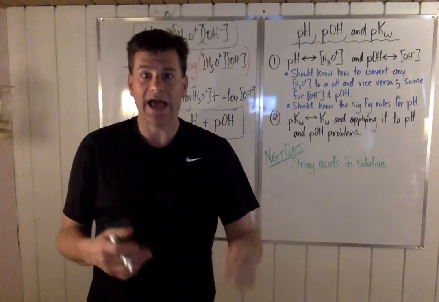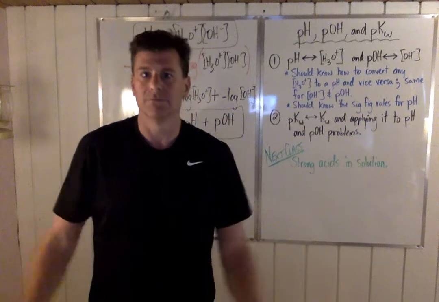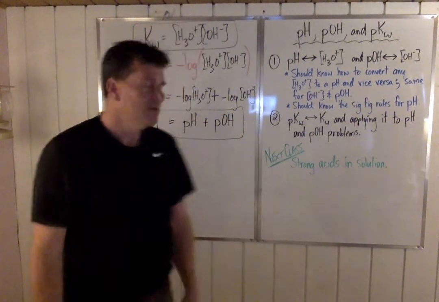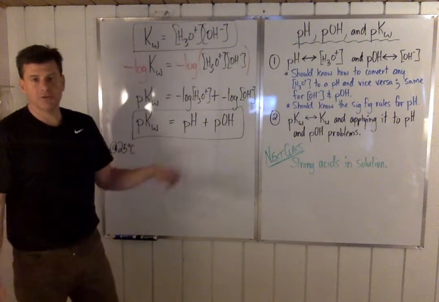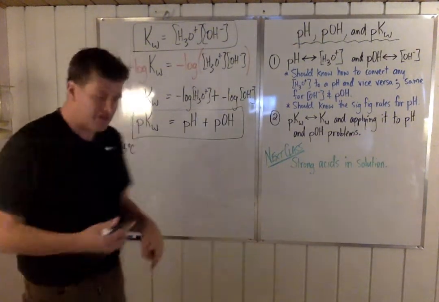pH and pOH at 25 degrees, it's critical, always add up to 14. That's super simple. You know one of them, you always know the other one. So if I take the negative log of Kw at 25 degrees, I get 14.